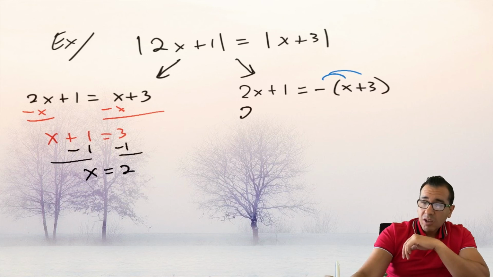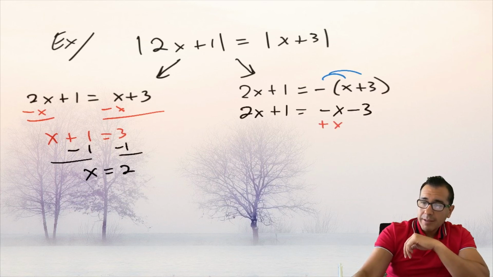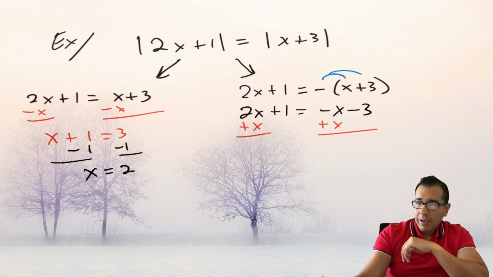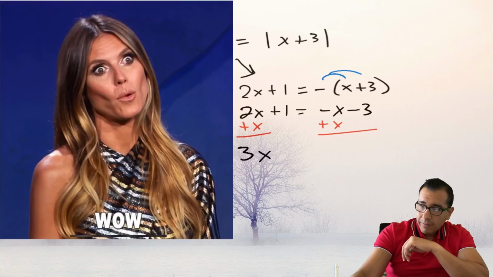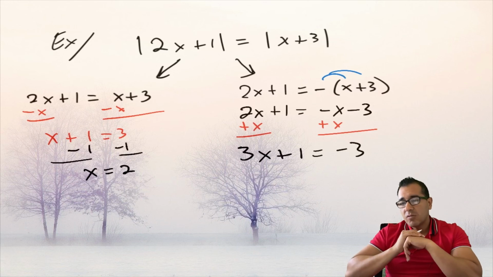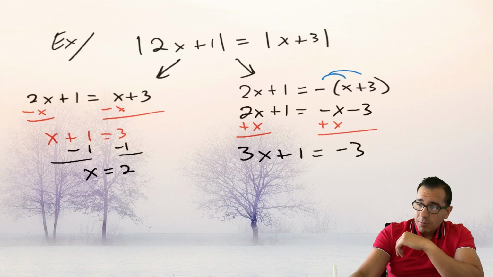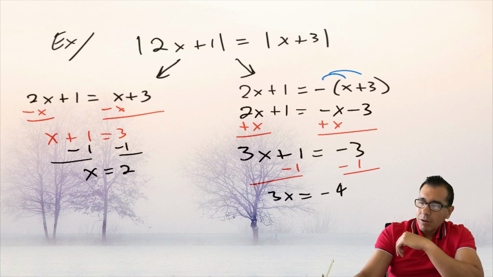So you're left with 2x plus 1 equals negative x minus 3. So let's go ahead and add x to both sides. Add an x here, add an x there. Right? In real life, I don't recommend adding too many x's to your life. And we're left with 3x plus 1 equals negative 3. Let's go ahead and subtract 1 from both sides. And so you're left with 3x equaling negative 4.